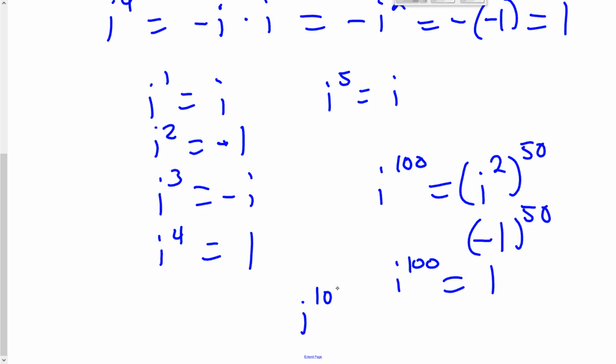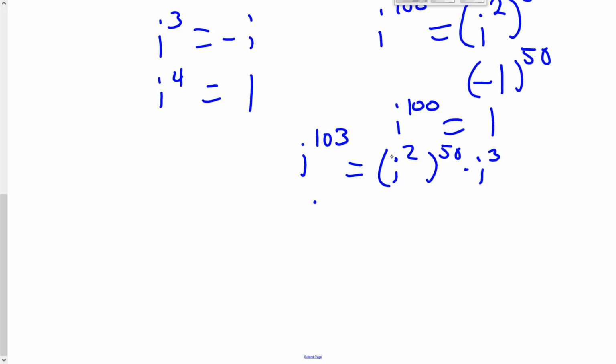i to the 103. Okay, I can rewrite that as i squared to the 50th, which is 100. And then how many more i's do I have? I have 3 more i's, right? So that'd be i squared to the 50th times i cubed. i squared to the 50th I know is 1, right? Because negative 1 times itself 50 times, an even amount, is 1. And then i cubed I can see from here is negative i. So 1 times negative i, so i to the 103rd is negative i. And you can keep on going like that for as many times as you want.